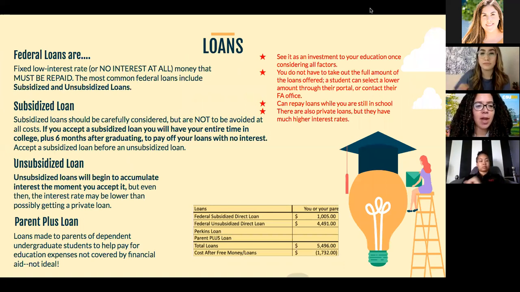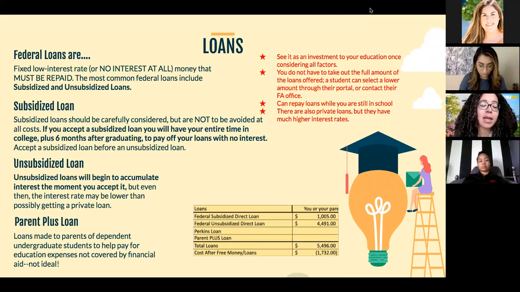All right, and then we have loans. So there's different types of loans. Federal loans are fixed low interest rate or no interest at all, and money that has to be repaid. The most common federal loans include subsidized and unsubsidized loans. Subsidized loans, we call them the good loans. So they should be carefully considered, but maybe not necessarily avoided.